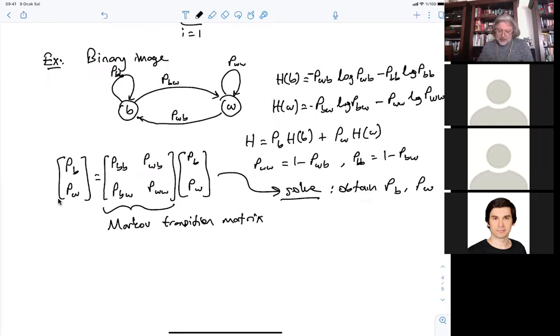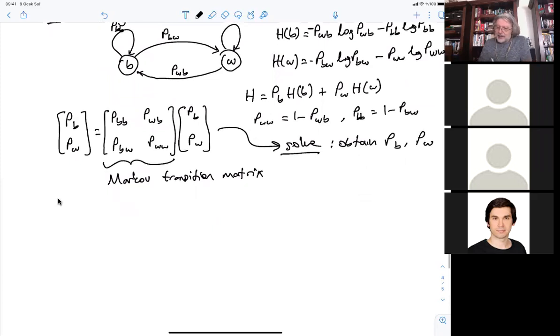But in the numerical example, let me also say it again an example, although the previous one was not really an example because it was not numerical, it was just a case of Markov chain 1, Markov 1 for black and white images. This example is a numerical example.